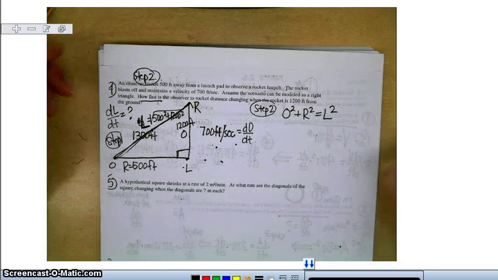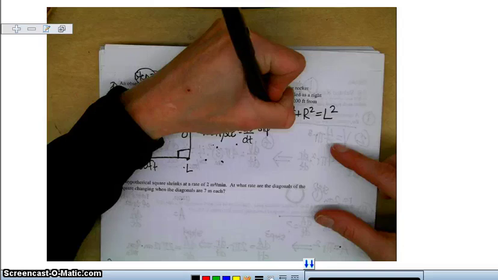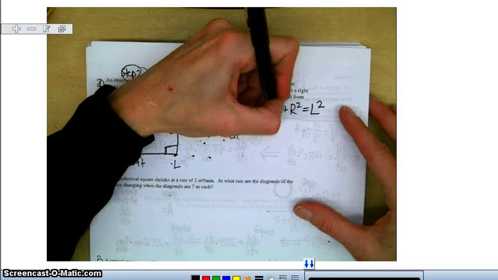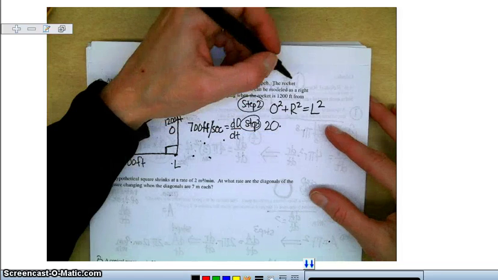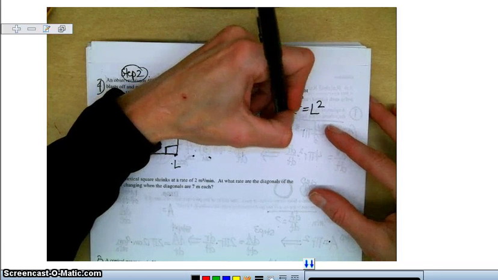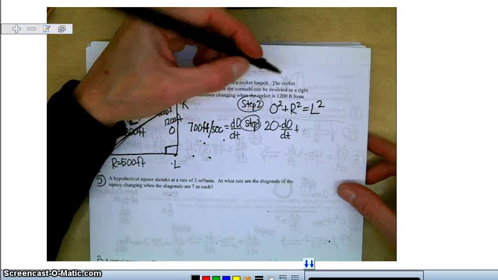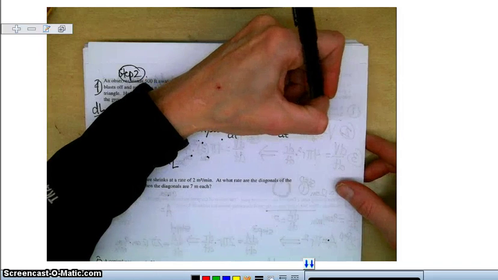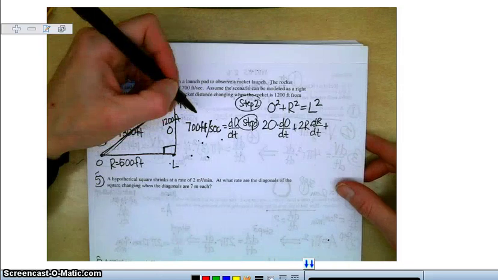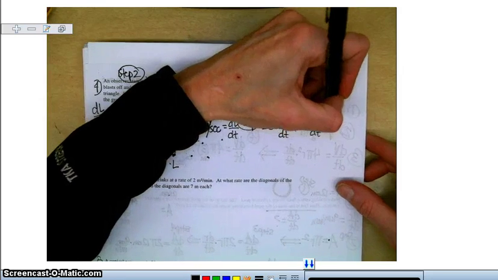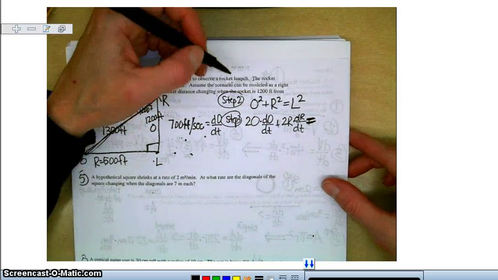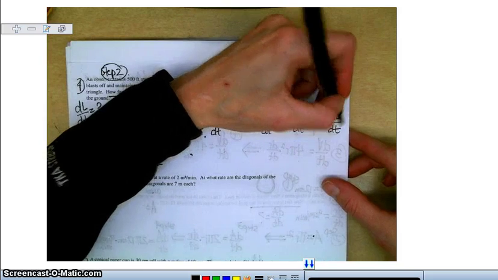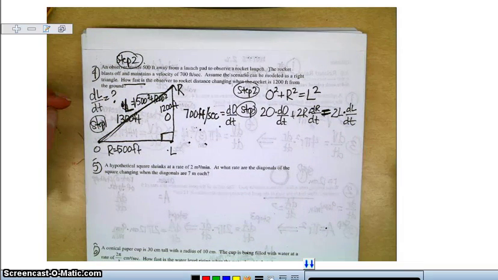So derivative, step three. Take the derivative of o squared: 2o times dO over dt. Plus, what's the derivative of r squared? 2r. Yep. Okay, plus, or equals, sorry, not plus, equals the derivative of L squared, 2L times dL over dt.